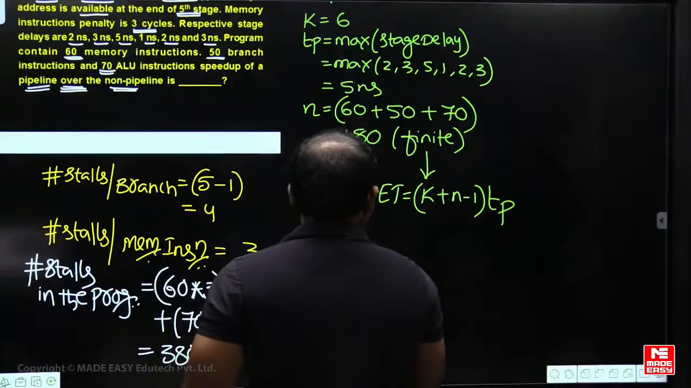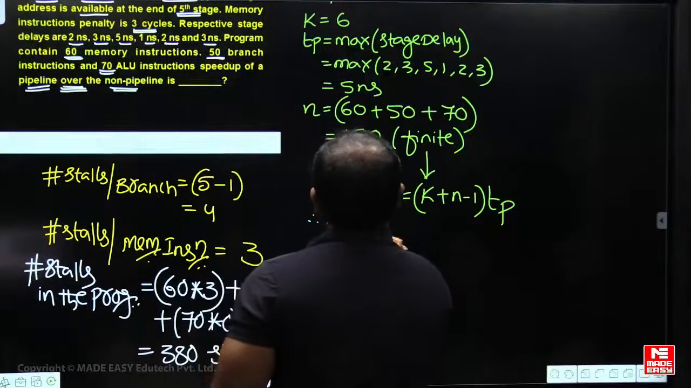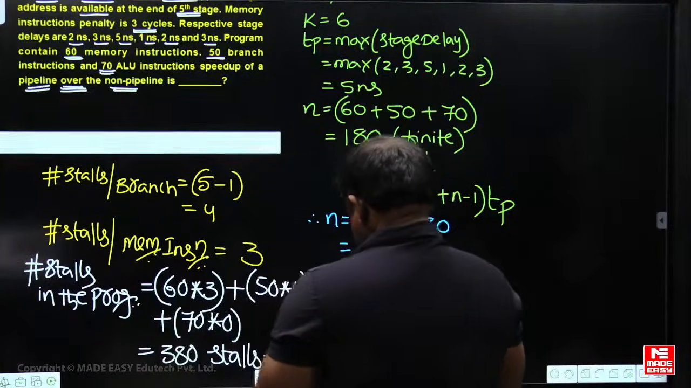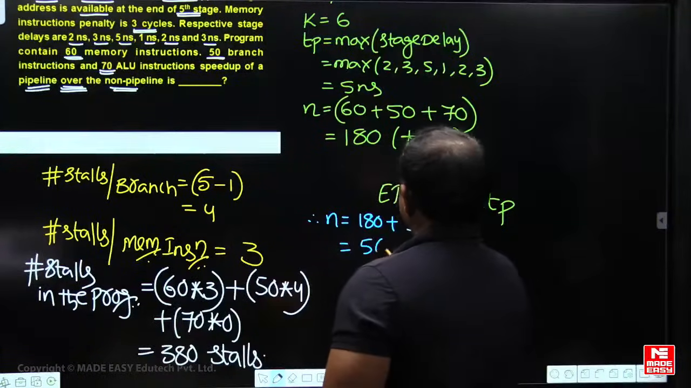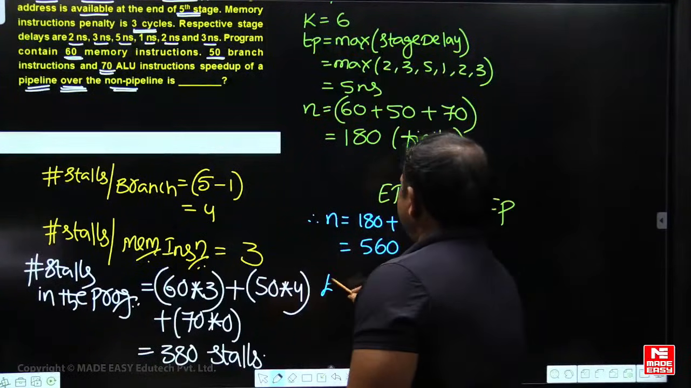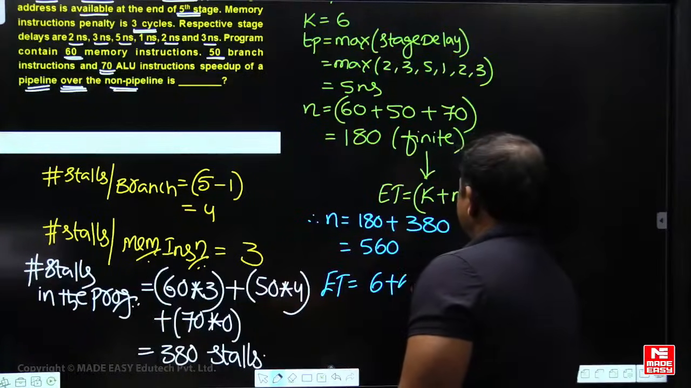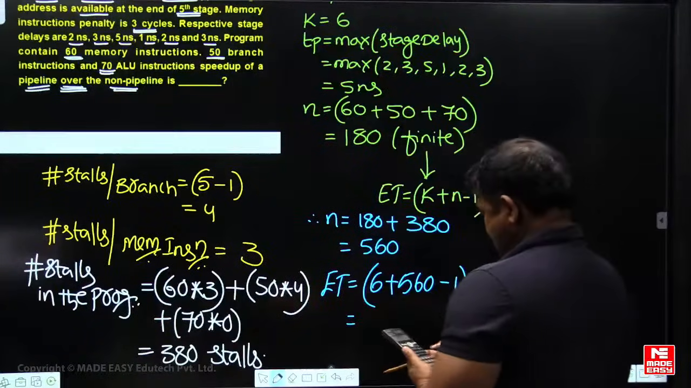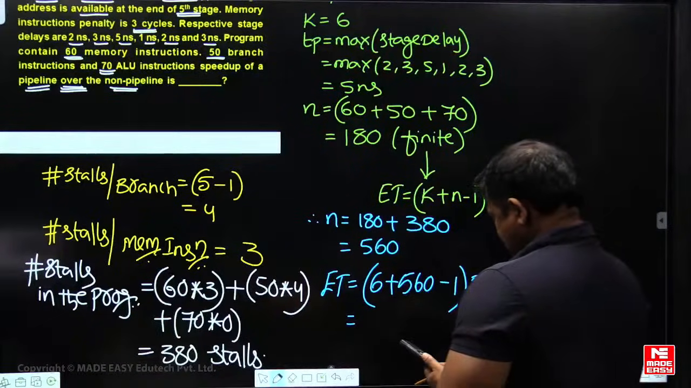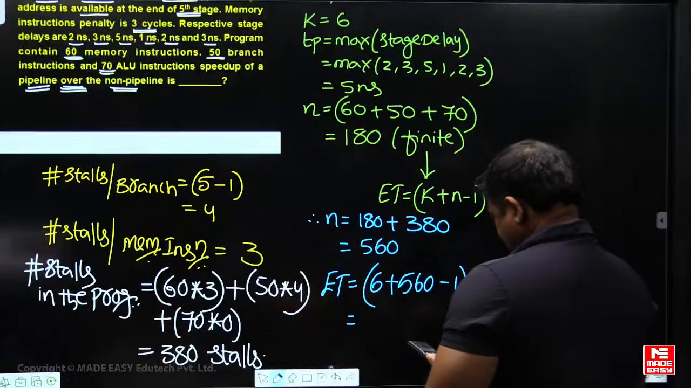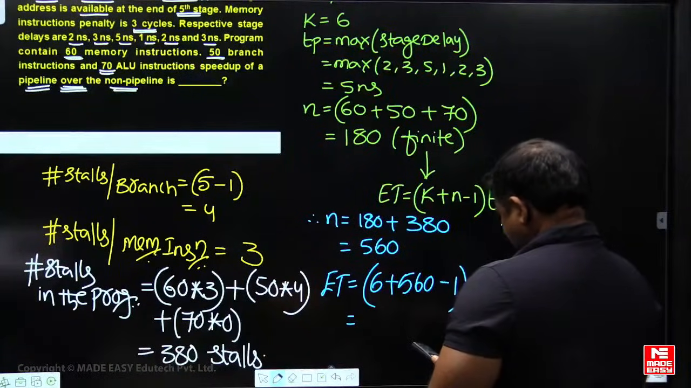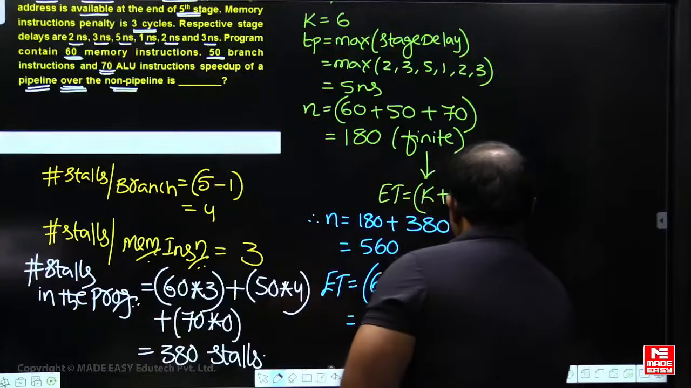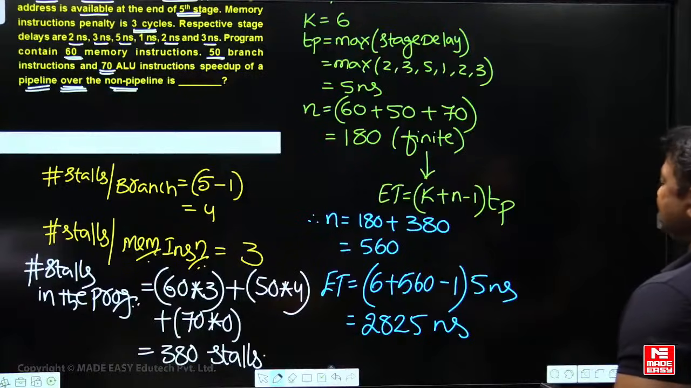Therefore, n is equal to 180 plus 380. This is 560. Total instructions are 560. So execution time is 6 plus 560 minus 1 into 5 nanoseconds, which is 2825 nanoseconds. This is the formula, right? k plus n minus 1 into TP.